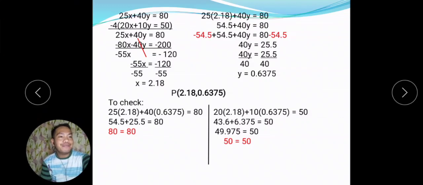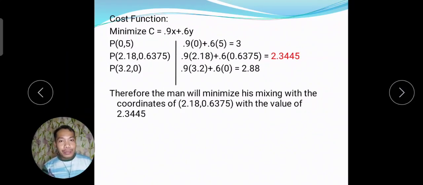Now we will proceed to our minimization problem, which is our goal. We have C is equal to 0.9x plus 0.60y. You just have to put in all the coordinates. We have our first coordinate, the point 0 and 5. We will plug it into our cost function. So we have 0.9 times 0 plus 0.6 times 5, which is equal to 3.